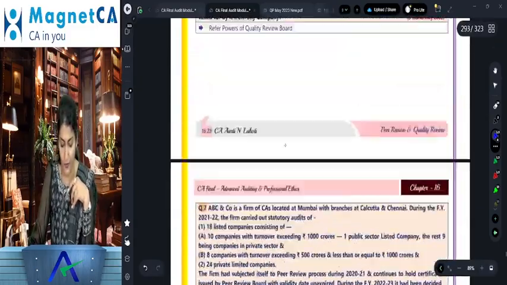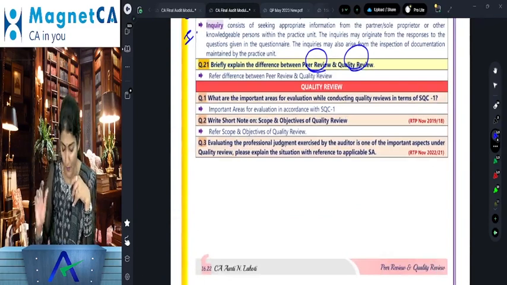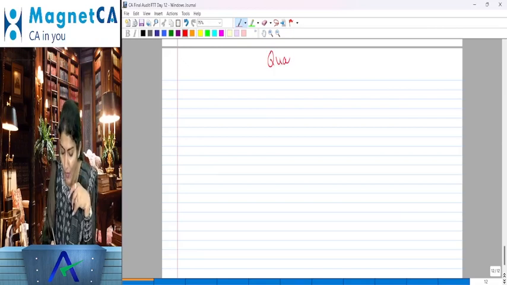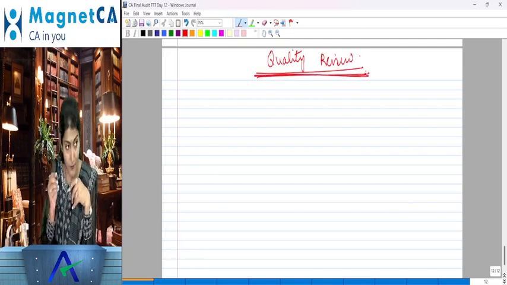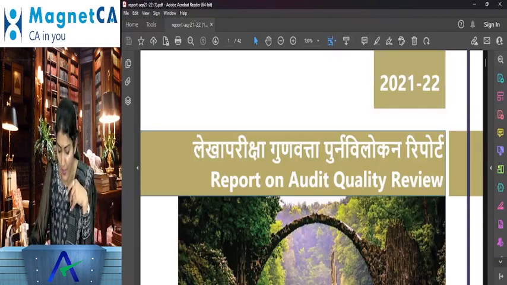Is it all good, everyone? Did you get an overview regarding the peer review? Okay, right, now coming to the discussion regarding the quality review. So now we come to the discussion regarding the quality review. Now quality review, let us have a look at this quality review report of the QRB.